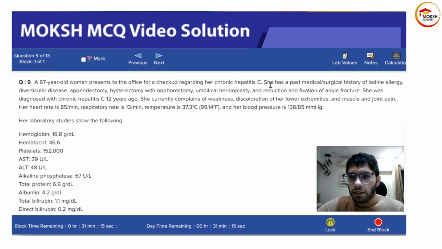this similar presentation. She has a past medical surgical history of iodine allergy, diverticular disease, appendectomy, hysterectomy with oophorectomy, umbilical hernioplasty, and the reduction and fixation of ankle fracture. She was diagnosed with chronic hepatitis C 12 years ago. She currently complains of weakness, discoloration of her lower extremities, and muscle and joint pain. Her heart rate is 85 per minute, respiratory rate is 13 per minute, and temperature is 37.3 degrees Celsius, and her blood pressure is 138/85 millimeter mercury.